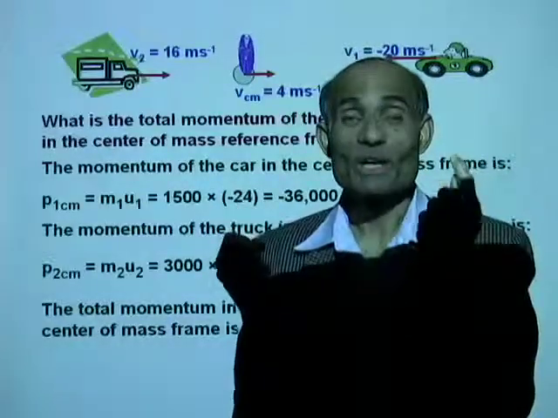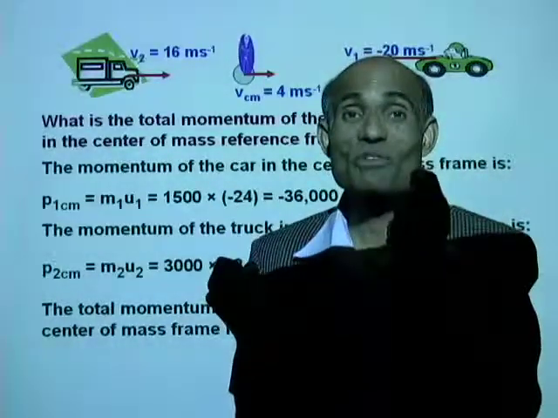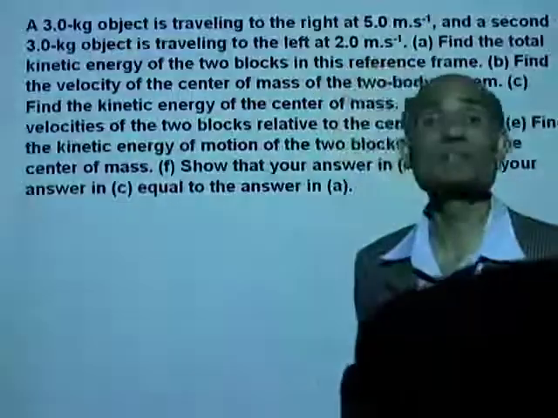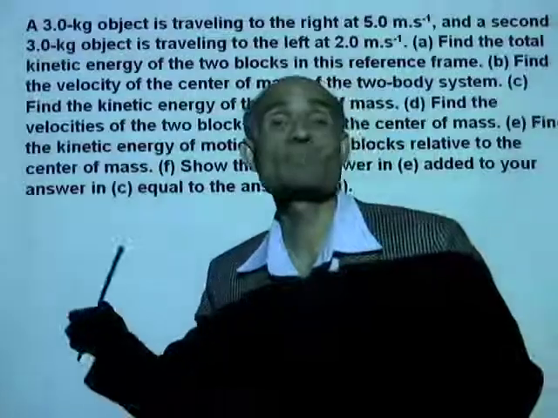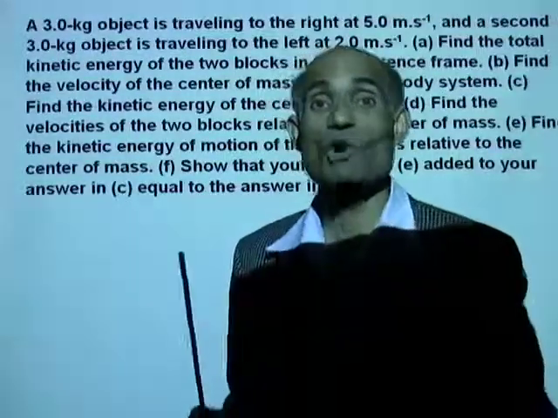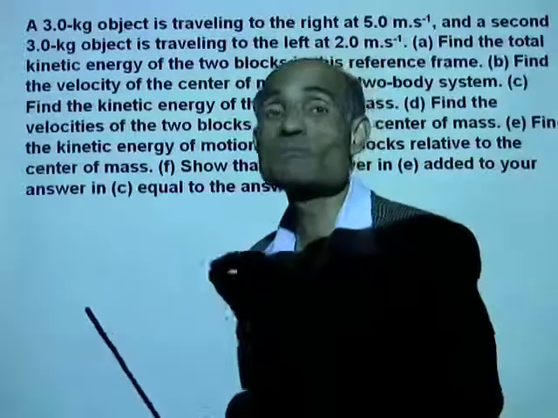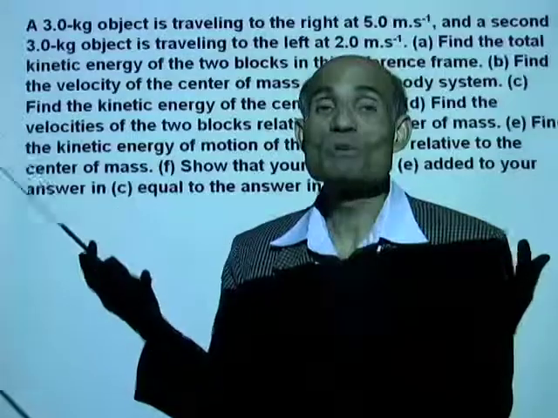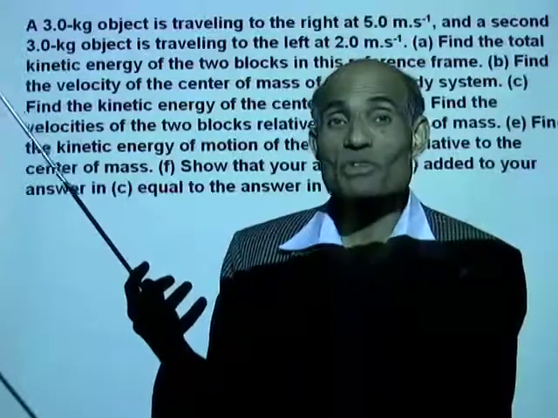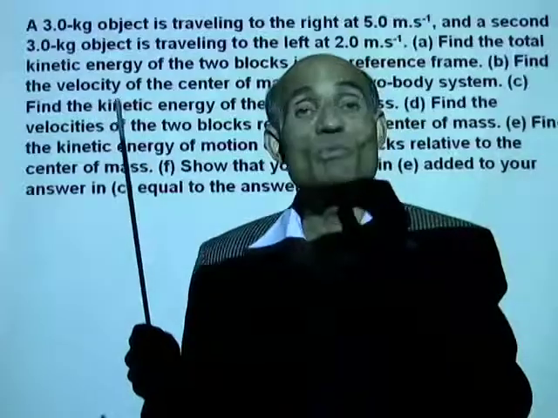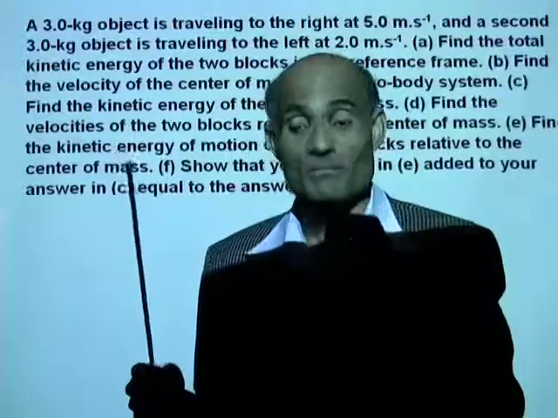And therefore, the center of mass reference frame is also called the zero momentum reference frame. Why is the center of mass reference frame called the zero momentum reference frame? Because the total momentum of all the objects measured from the center of mass reference frame will be 0.